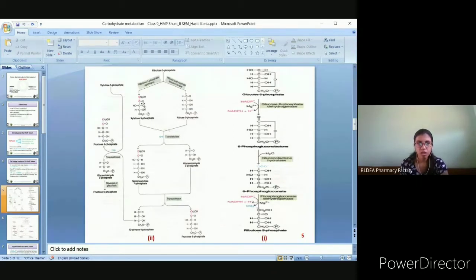Now when it reacts with erythrose 4-phosphate in the presence of the enzyme transketolase along with TPP as coenzyme, it will result in synthesis of fructose 6-phosphate and glyceraldehyde 3-phosphate. You can see 6 plus 3, 9. So 5 and 4 was 9 initially, and again 6 plus 3, 9 is obtained.